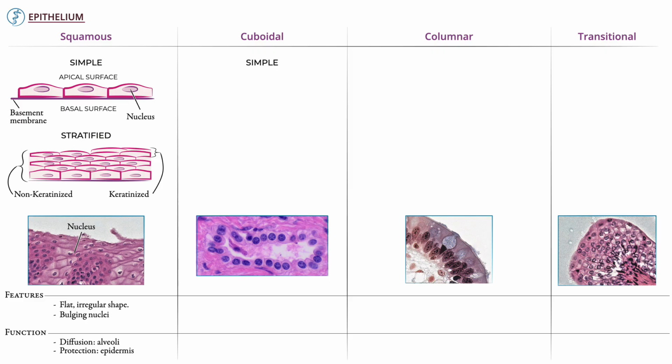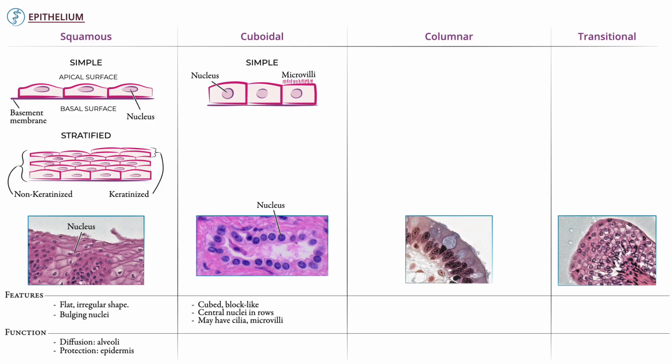Next, we'll show simple and stratified cuboidal epithelium. Show that simple cuboidal epithelium comprises a single layer of block-like cells. Notice that their nuclei are located near the center of each cell and line up in a row across the cells. In some locations, simple cuboidal epithelium has microvilli on the apical surface.